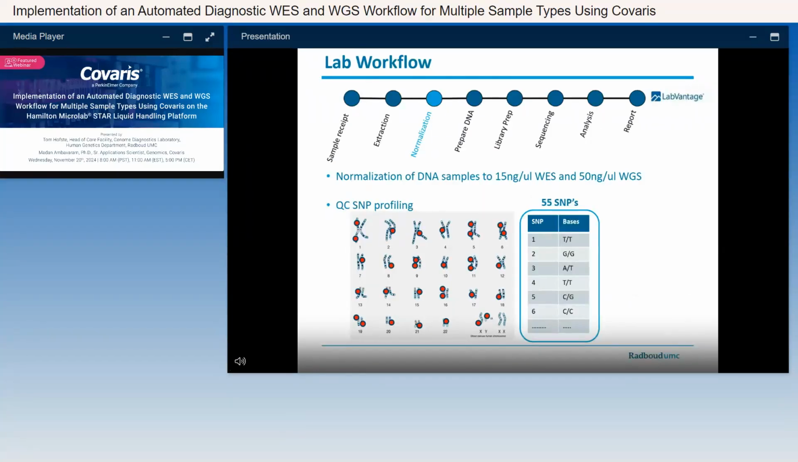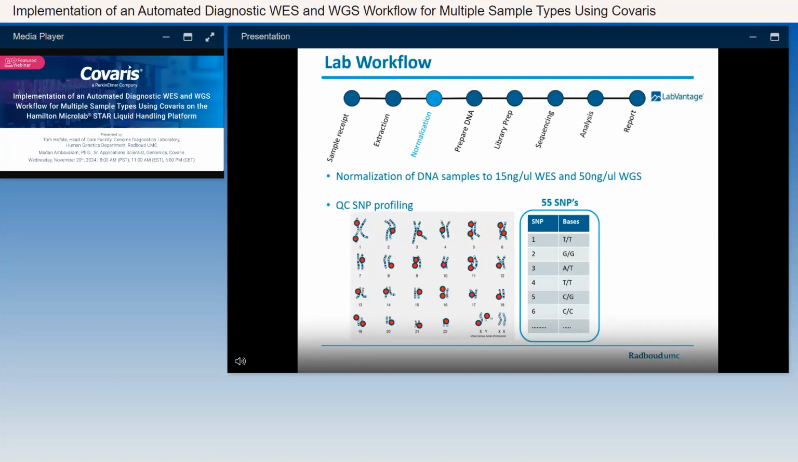So what we do normally after the DNA extraction, we normalize our DNAs. For the exome workflow, we normalize these DNAs to 15 nanograms per microliter, and for the genomes, we normalize to 15 nanograms per microliter. Directly during this normalization, we also do a QC SNP profiling. That's a multiplex PCR on all the samples, and we sequence them on a sequencer, and we make a profile out of 55 different SNPs.